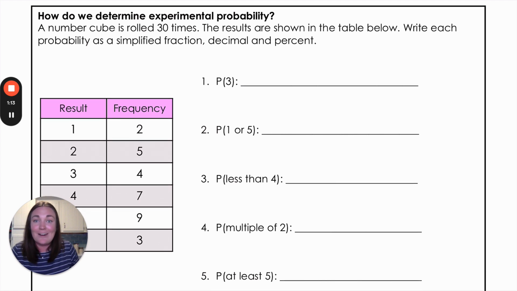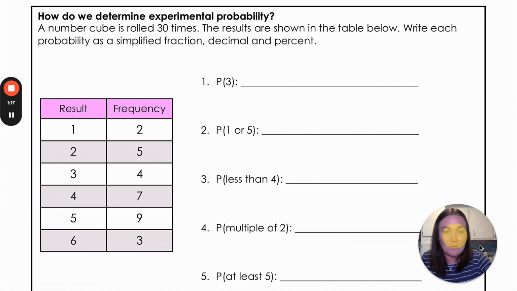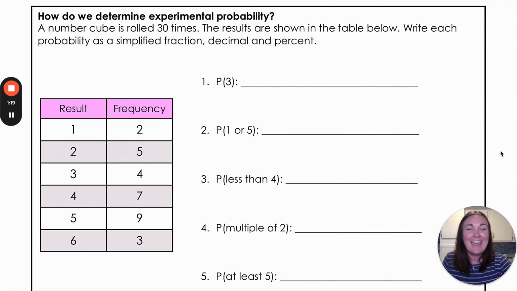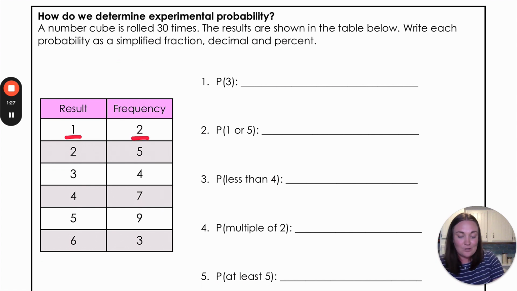Okay, so in our experimental probability, a lot of times they give us the results in one of these little tables. I'm going to move my little head over here. All right, so this example, we have a number cube was rolled 30 times and the results are shown in this table. So this means that a 1 was rolled twice, a 2 was rolled 5 times, a 3 was rolled 4 times, so on and so forth.